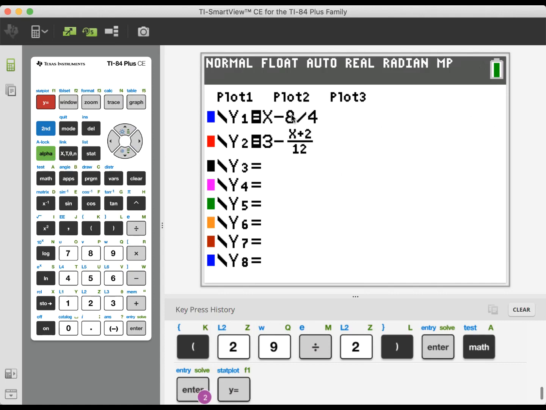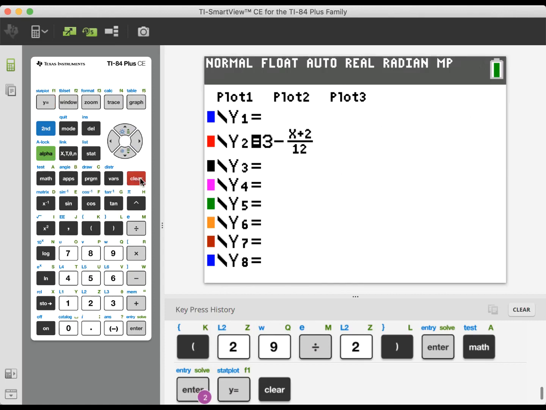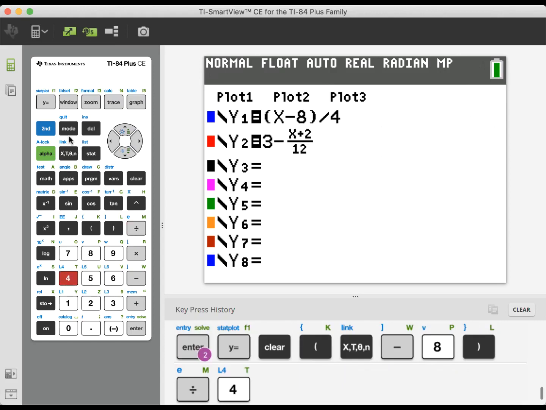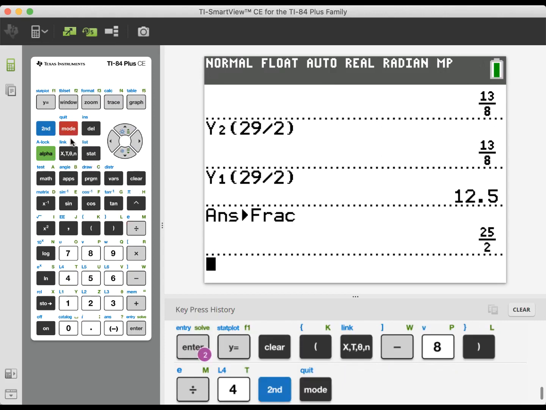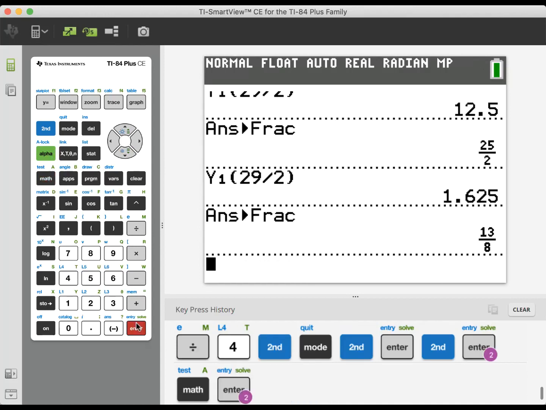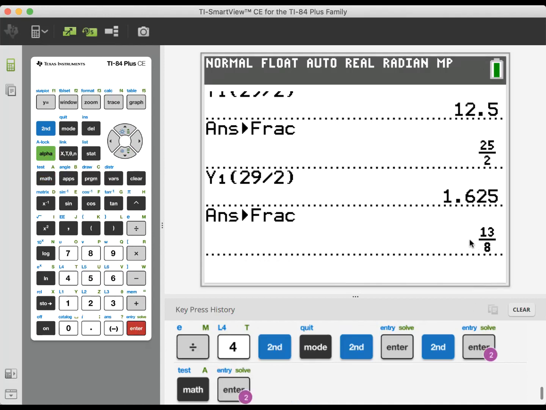Because this is just 8 over 4 first. So it's just x minus 2. That's what that would be. If you're typing it in this way, you have to make sure that you use parentheses and then x minus 8 to show that all of that is the numerator of the expression over 4. And then if we did all this again, notice it's 1.625, but that is in fact 13 over 8.